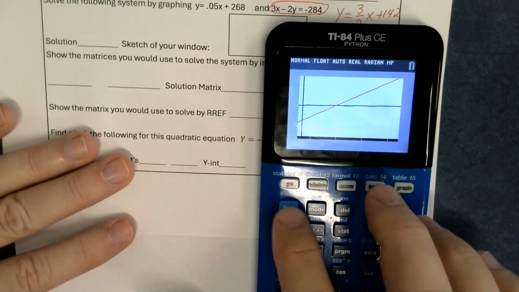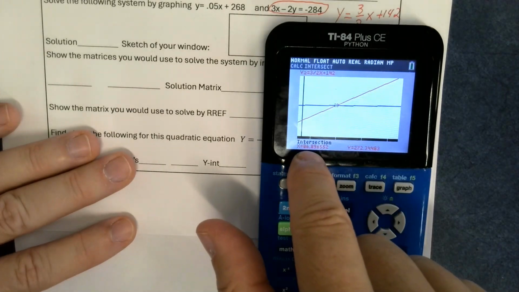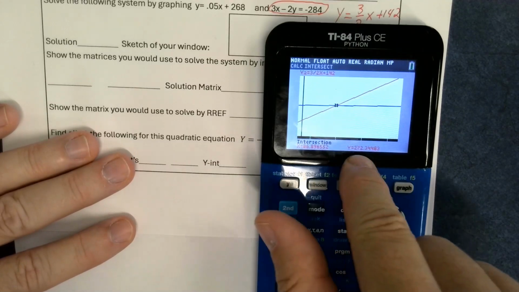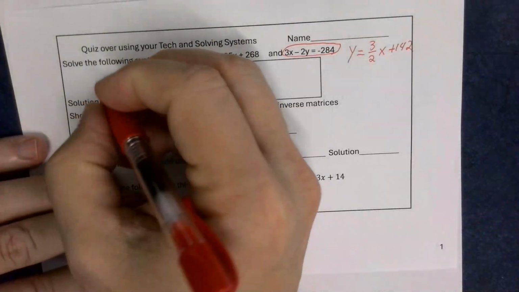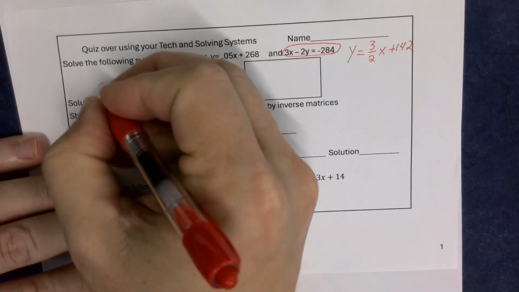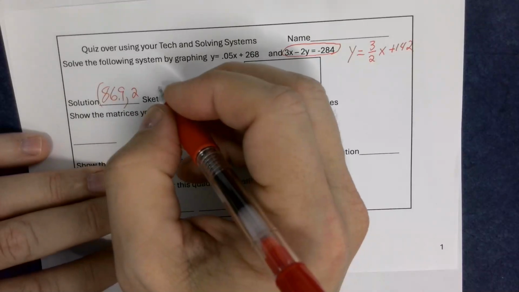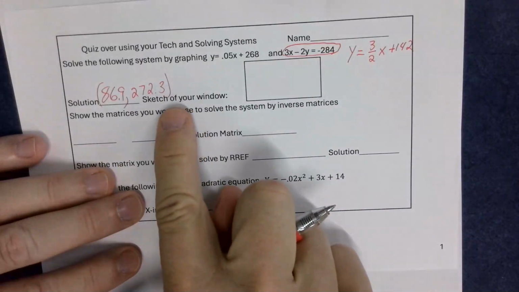You guys know, second trace, number 5, enter, enter, enter. Gives me that, and right here it tells me the x value, so 86.9, and the y value 272.3. So I'm going to go 86.9, comma 272.3. Okay, that's what my solution is.